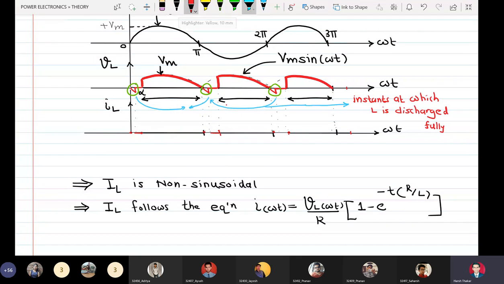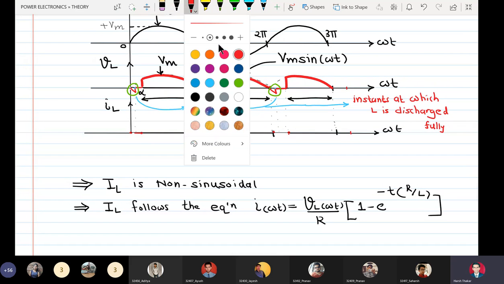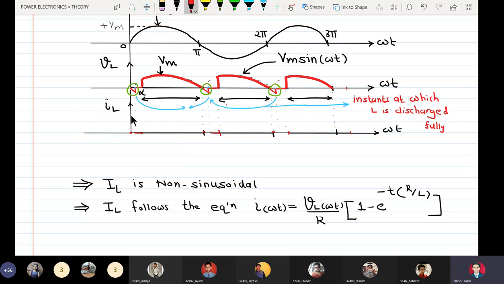Okay. So it is how we have to draw. So this is I max.